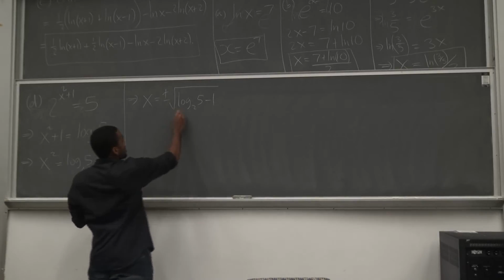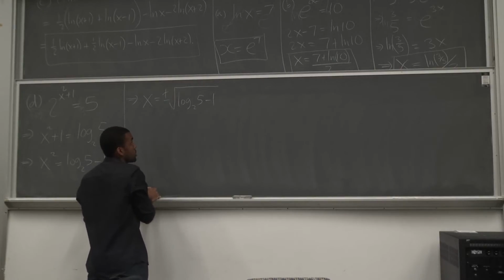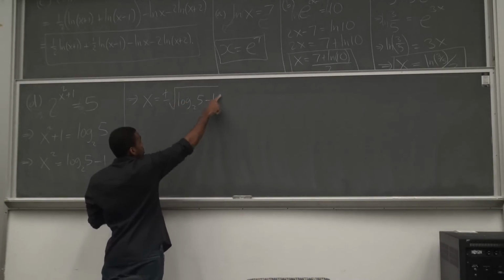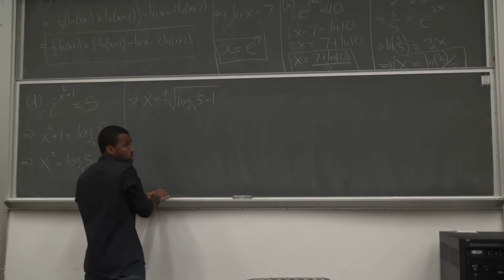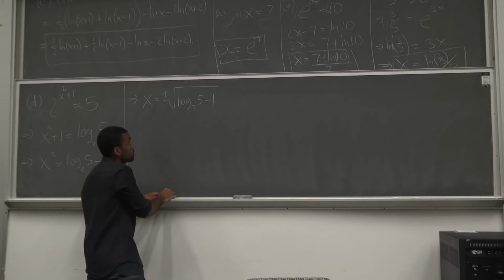Here's a question for you. Does this make sense? The square root of this guy. What has to work for the square root? What's underneath has to be greater than or equal to 0. So is what's underneath greater than or equal to 0? How would you figure that out? How big is log to the base 2 of 5? Well, it has to be a number that, raised to the power, gives us 5. So roughly how much is that?